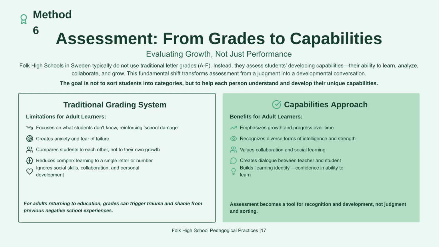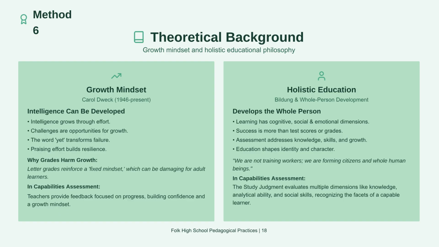Method 6 shifts assessment from traditional grades to a focus on capabilities. Traditional grading often reinforces a fear of failure for adult learners. The capabilities approach emphasizes growth, recognizes diverse strengths, and builds confidence in the ability to learn. This method is supported by the growth mindset theory, where intelligence is developed through effort. It also aligns with holistic education, or Bildung, focusing on developing the whole person, including social and emotional dimensions.